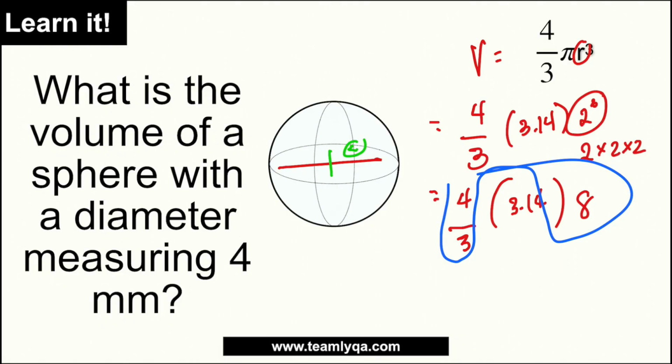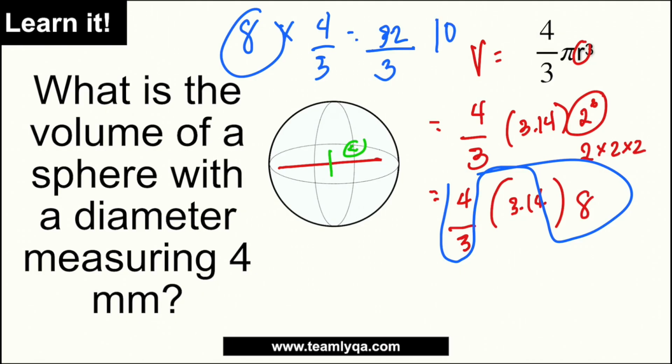Ginawa ko lang ganito ha, para lang makita ninyo. So, 8 times 4 over 3. Pwede mo kasi i-diretso na lang siya dyan. So, 8 times 4. 8, 16, 24, 32. 32 over 3. Okay, so that would be 32 over 3, or you have, kung i-mix number natin to, this is 10 and 2 over 3.